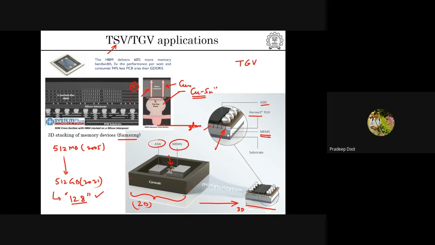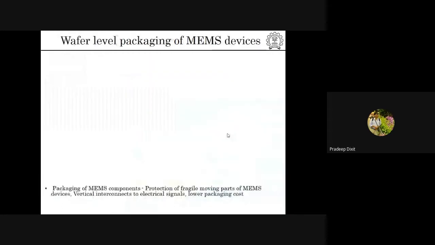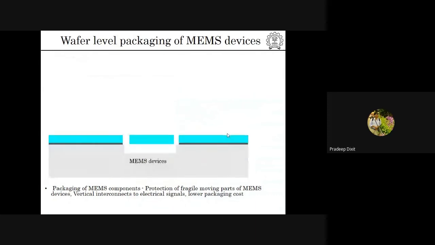Similarly, there are a lot of applications, but I'm not going to go into detail. We are going to stick with this one here. In summary, for those who are interested, let me show you how people are doing this wafer level packaging. This animation shows it. This is a MEMS die. I'm showing only one die, but this could be a wafer level package.